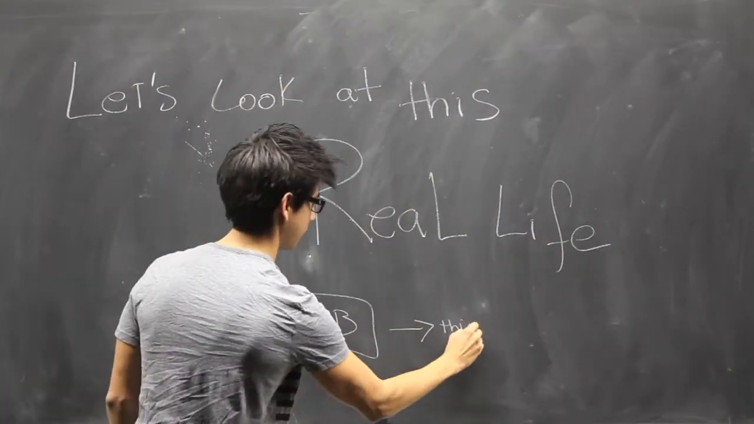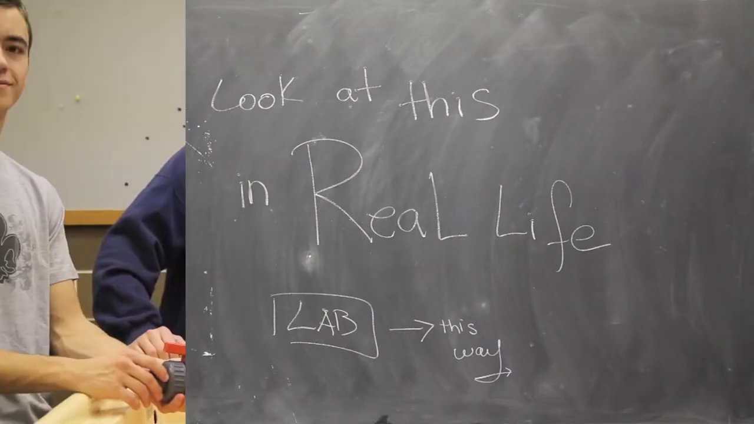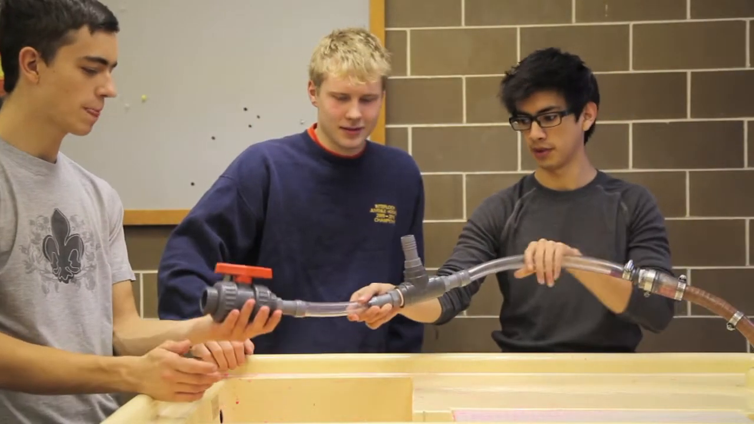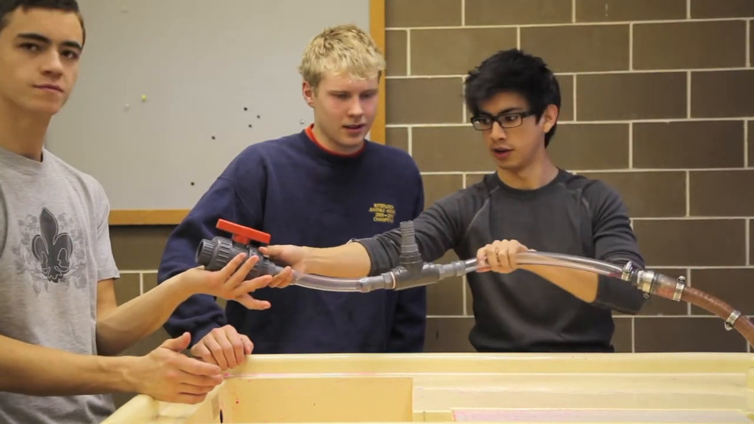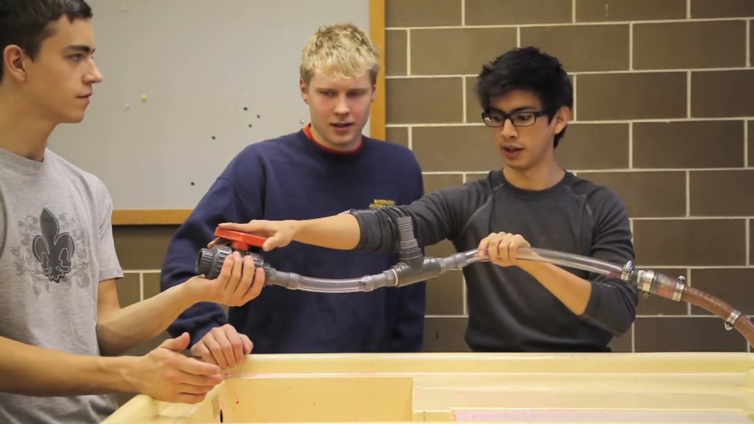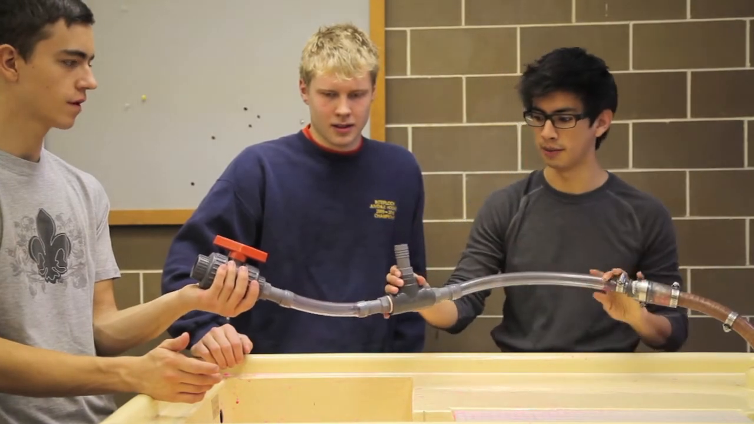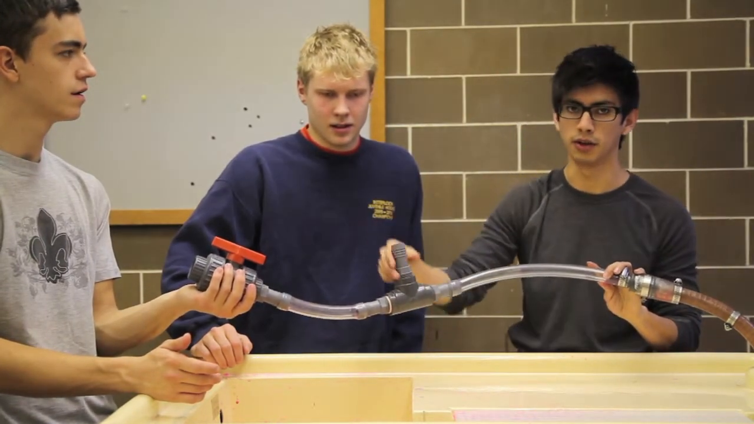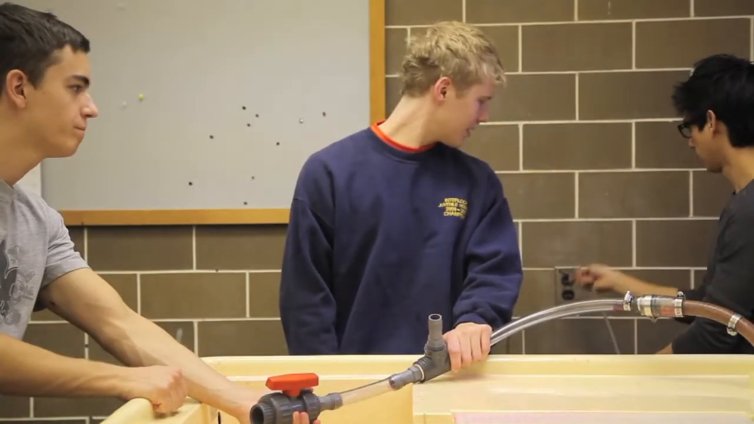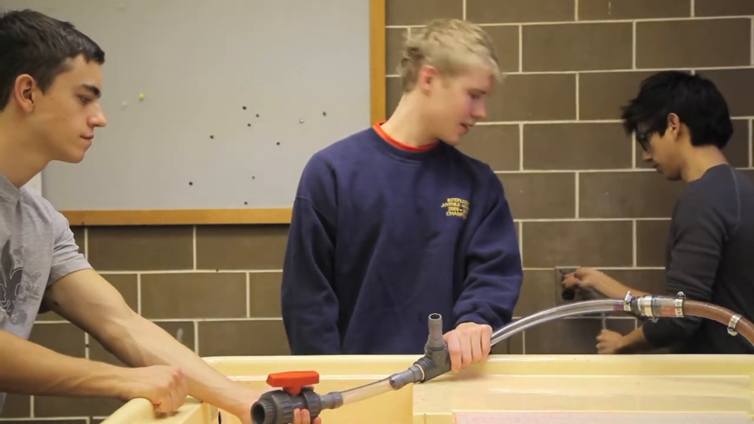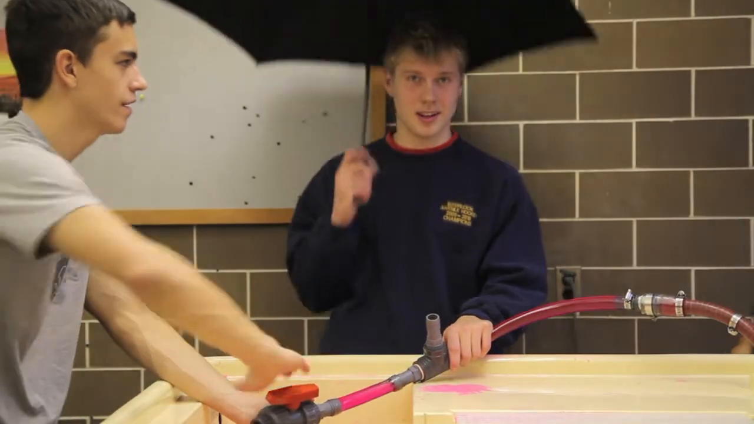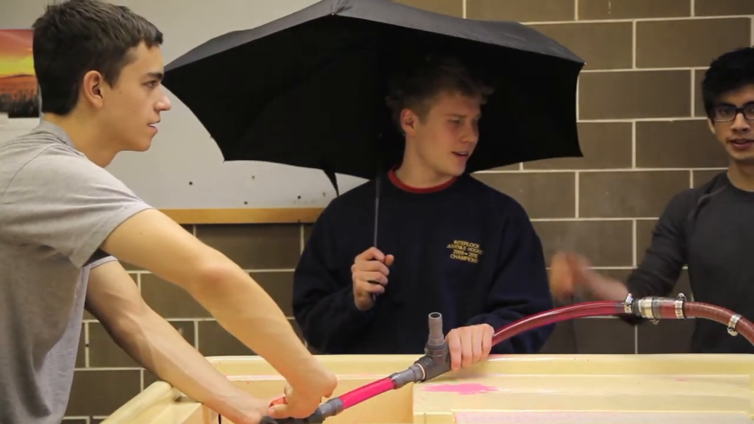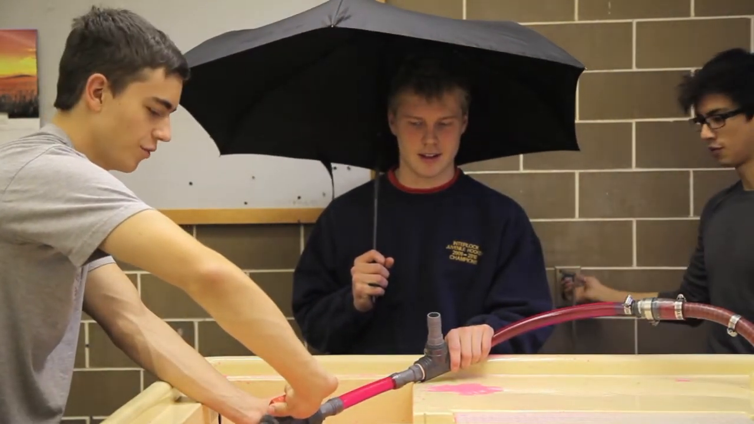Let's look at this in real life. We have a pipe here. This is the valve. We're going to shoot the water through here. We're going to close the valve quickly, and hopefully we'll see hammer effect develop in this tee. Okay? We're going to put the water in. Ready? And we close the valve. 3, 2, 1.